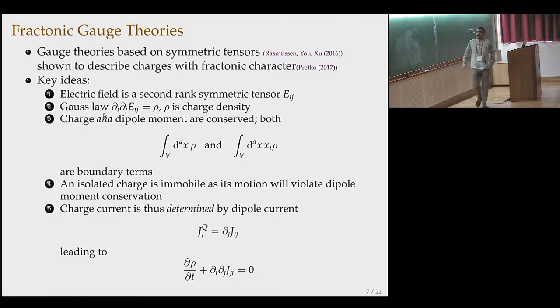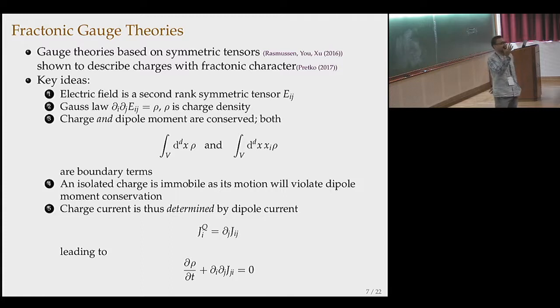Okay. So these are what I would call Maxwell-derived fractonic gauge theories, and many of these were anticipated from spin liquids and so on. Again, I do not have time to discuss all that. So I will just point out that there was a very interesting piece of work by Pretko, and actually a series of works, which laid the foundations for these sort of ideas. So the key ideas are the following.